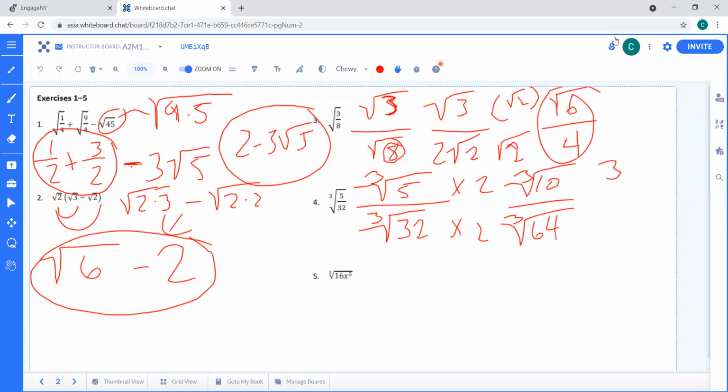Now we would have 3 cube roots of 10 over, this right here is going to be 4 times 4 times 4. And what we're doing here, you have to rationalize the denominator. You cannot be left with a radical in the denominator. So that's the whole purpose. Once we get the radical out of the denominator, we're fine.